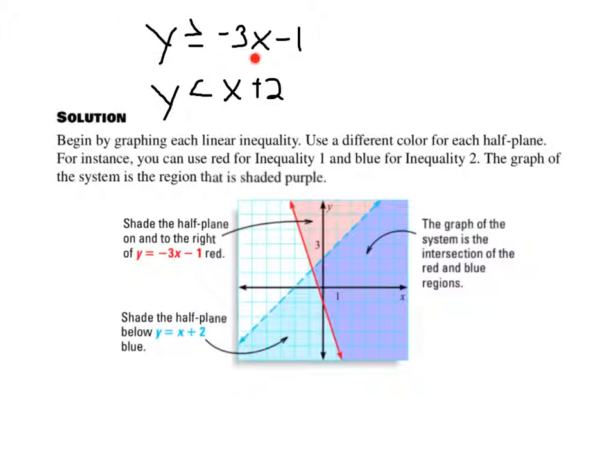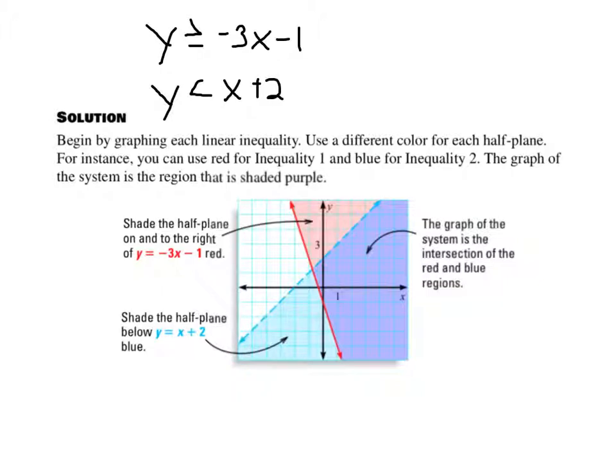So y is greater than or equal to negative 3x minus 1. That's this line, so you would shade this direction. And we shade that in red, you can kind of see. And then y is less than or equal to x plus 2. That's this line, which is dashed. And so we shaded less than, which was below here. And then the solution is this area here that is what I call double shaded. It is the intersection of the red and the blue. So any point that lies within this range would be a solution to that system.